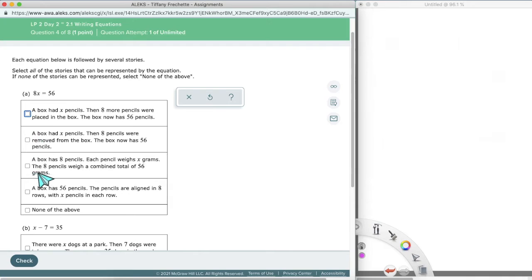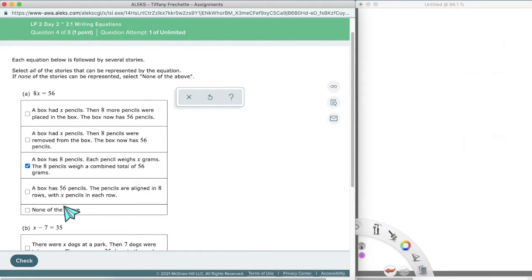The 8 pencils weigh a combined total of 56 grams. So they are using that total idea. A combined total would be our equals. Normally we hear the word "is" or "equals," but this one also works. If we hear "total of," that tells us that's also an equal sign. So this one does work because that is multiplication.